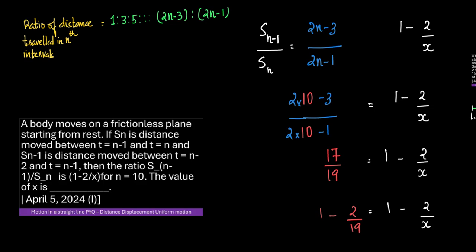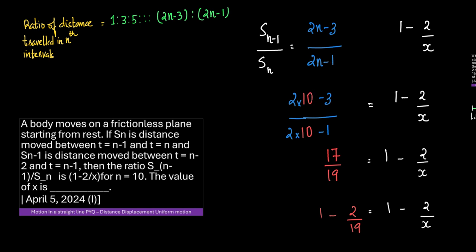So now we'll do the same question using the direct one, actually the ratio of distances traveled in n intervals. So we know that the ratio is 1 is to 3 is to 5 is to 2n minus 1, which means that Sn minus 1 by Sn, as given in the question, would be of the form 2n minus 3 by 2n minus 1.